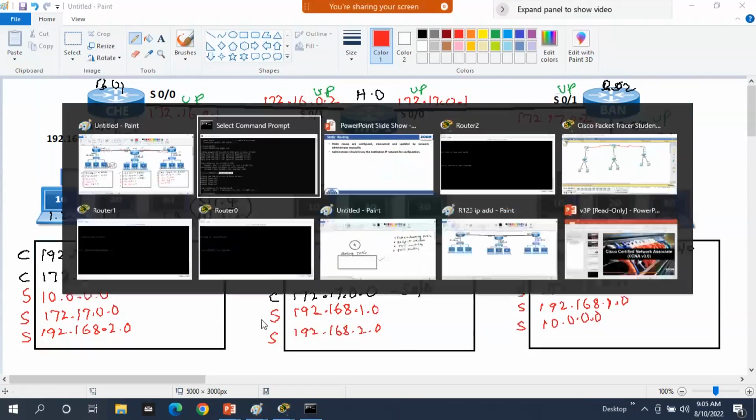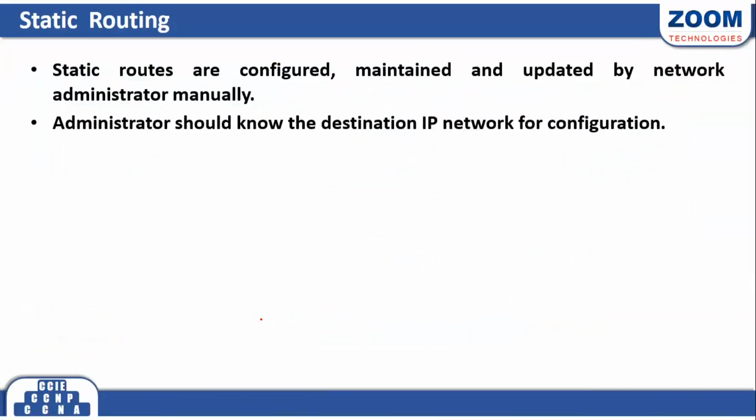So there is a point here. Static routes are configured, maintained, and updated by the network administrator manually. And we should know all this list of networks, through mail or whatever medium you have between the branches. You know the list of networks and update it manually. Okay?